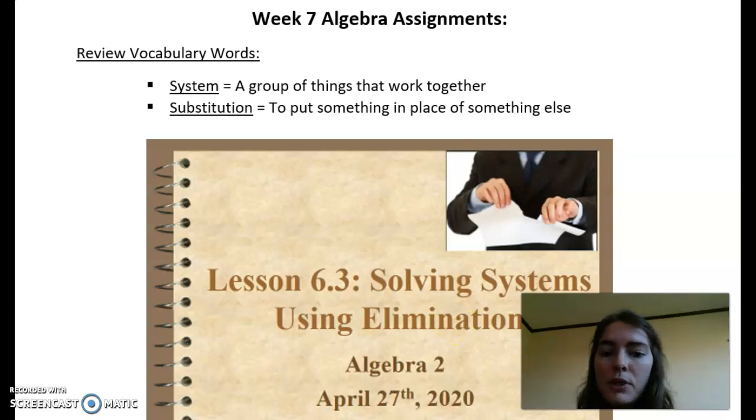You can use substitution in a lot of cases, but sometimes it's easier to just use elimination. And I'm going to show you some of those problems because it's just easiest if we can get one of our variables to go away completely. And then if we have one variable, then we can solve our problem.